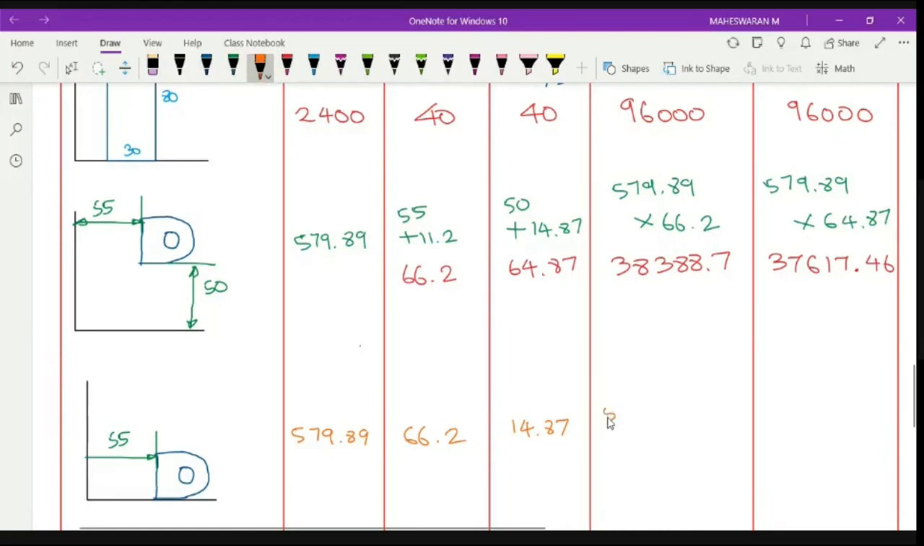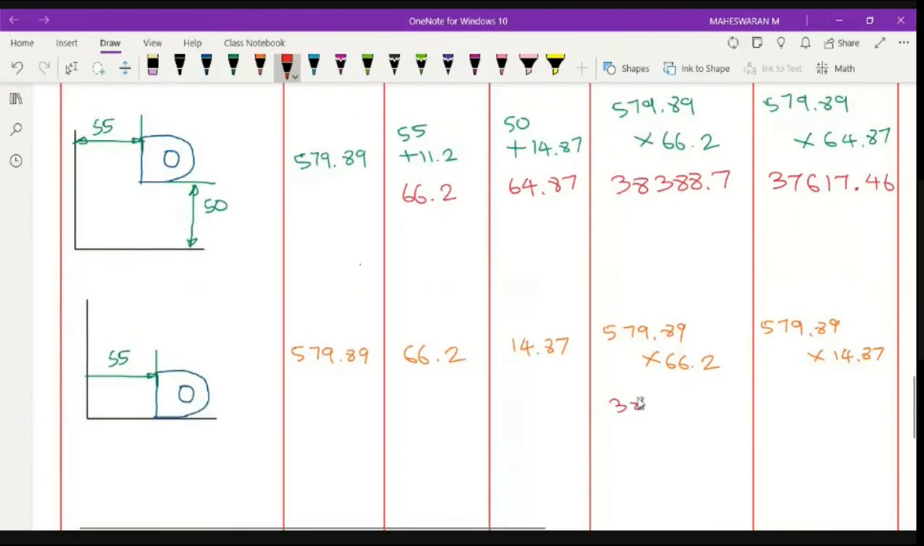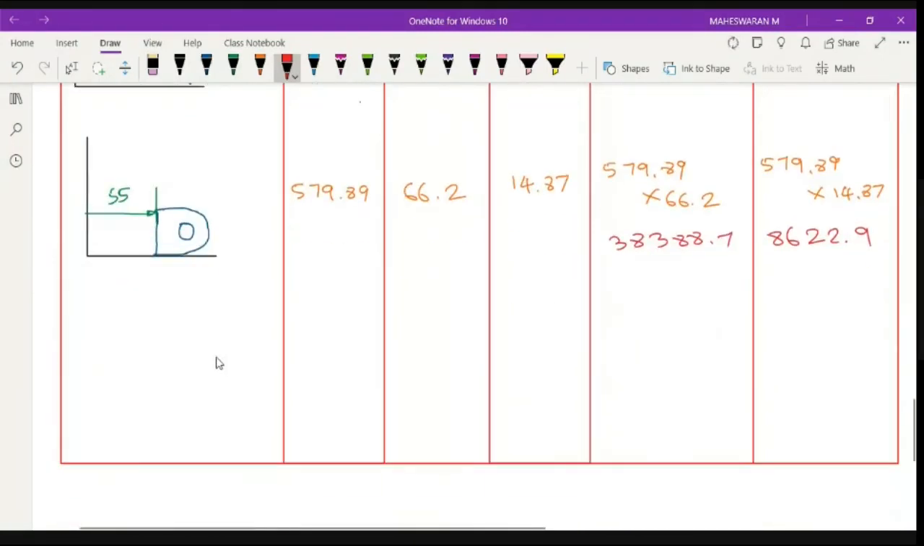So it is similar to that. 579.89 into 66.2. Similarly, 579.89 into 14.87. So what are my values? 38388.7. So this alone will change. And the other is 8622.9. Very good. Okay.